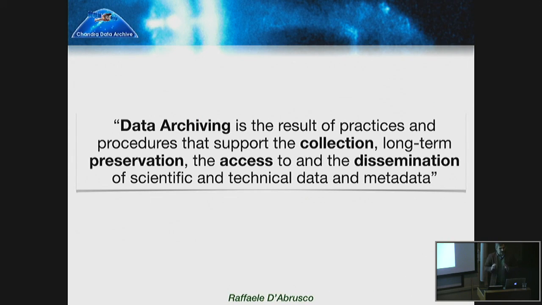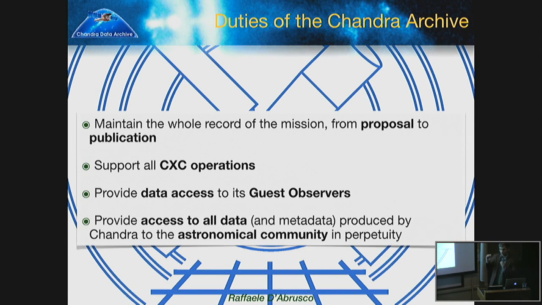Data archiving is the result, in general, of practices and procedures that support the collection, long-term preservation, access, and dissemination of scientific and technical data and their metadata. This is a very general definition that you can find on Wikipedia. How does this definition translate in terms of what the Chandra Data Archive does? As a member of the ASC's archive operations team, we maintain the whole record of the mission from proposal to publication, all the data products, all the metadata associated with the different steps of the processing of the data, and pretty much everything that you can think of.